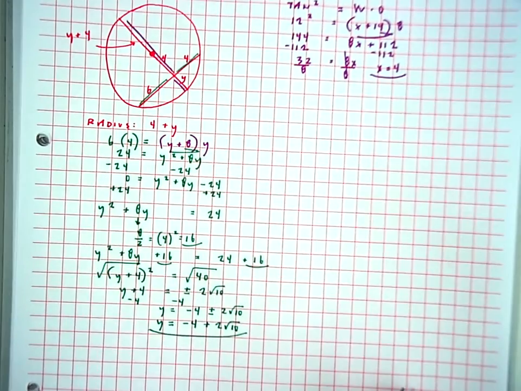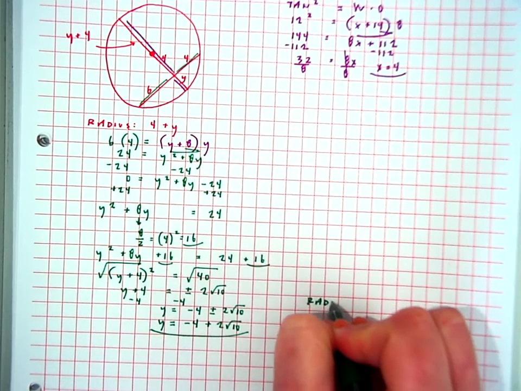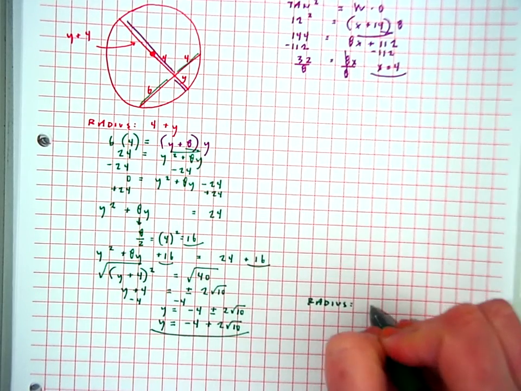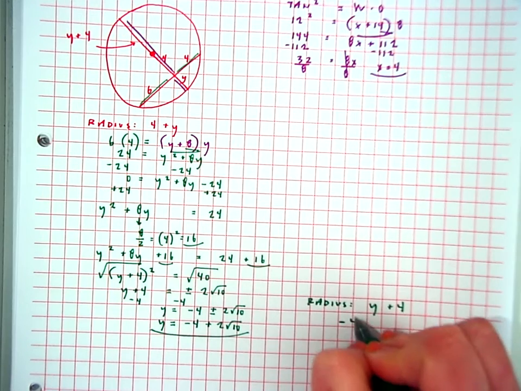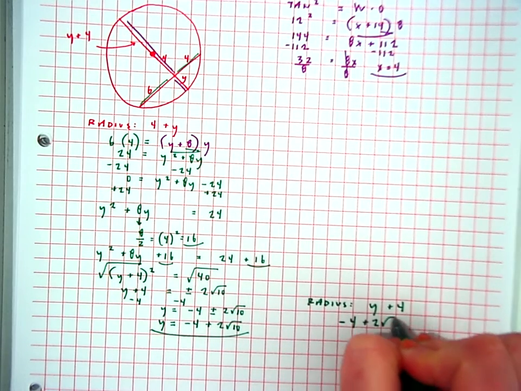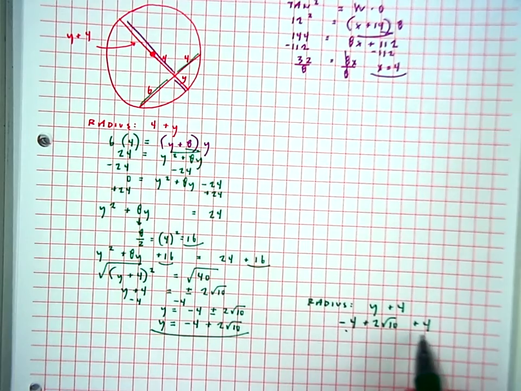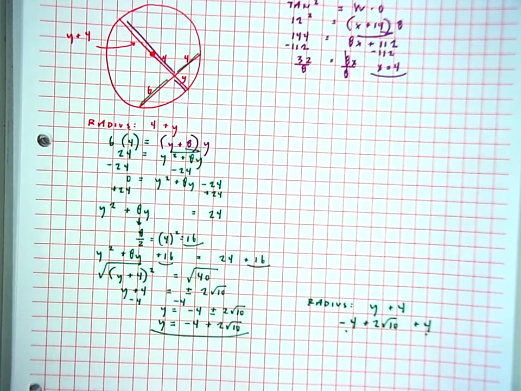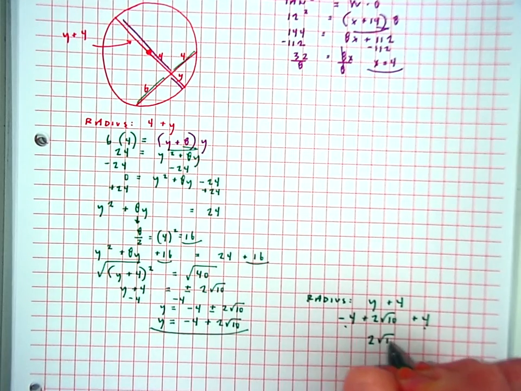So that's what y is. But remember what my radius is. My radius was y plus 4. So I'm taking this negative 4 plus 2 root 10, and then I'm adding 4, which these two opposite numbers will just combine to 0. So my answer ends up being 2 root 10.